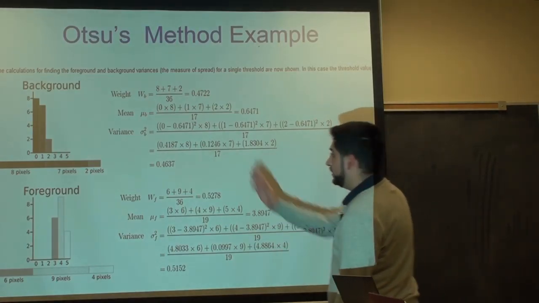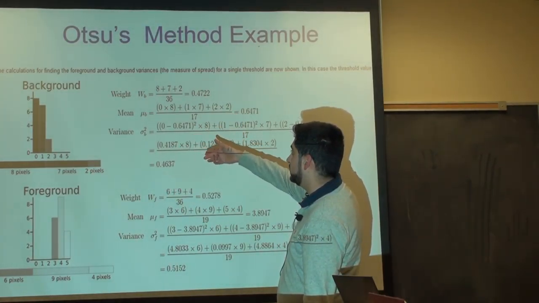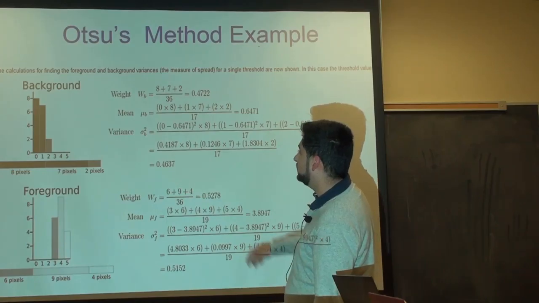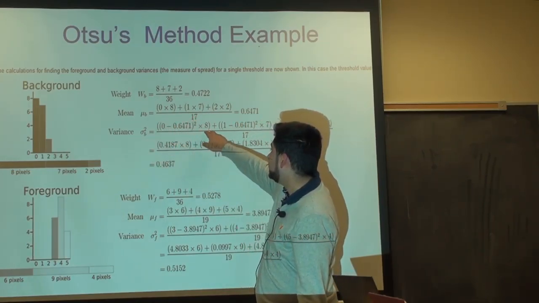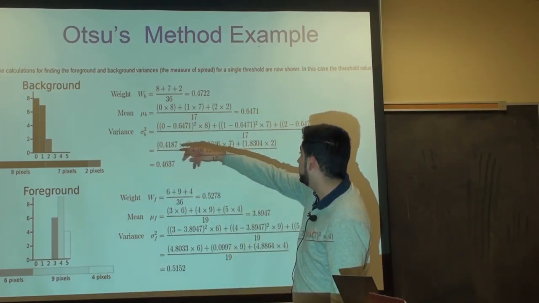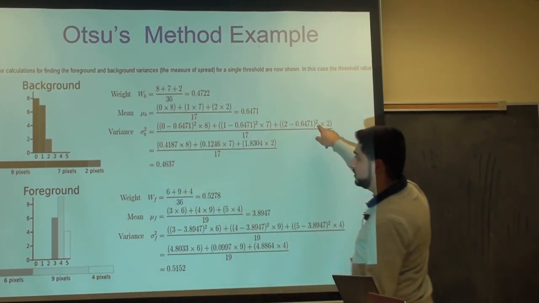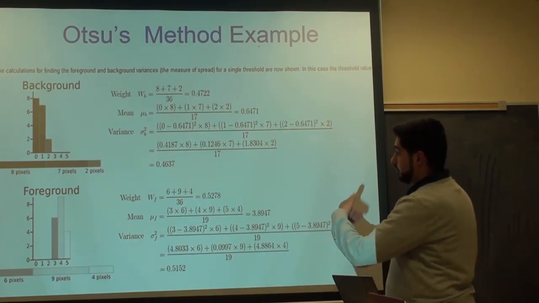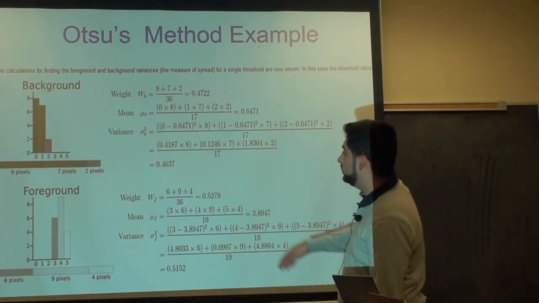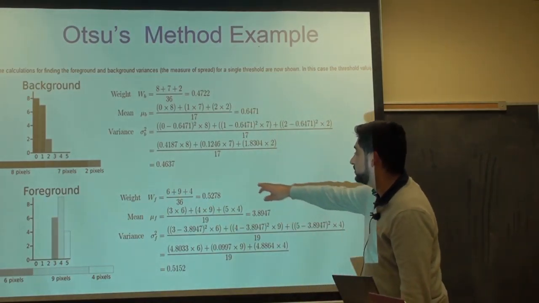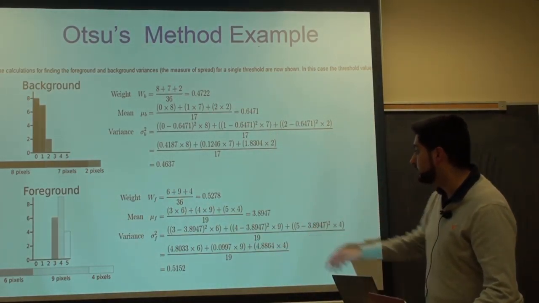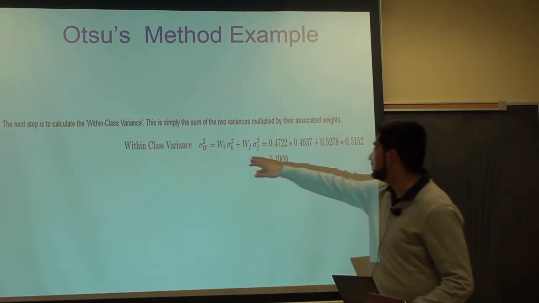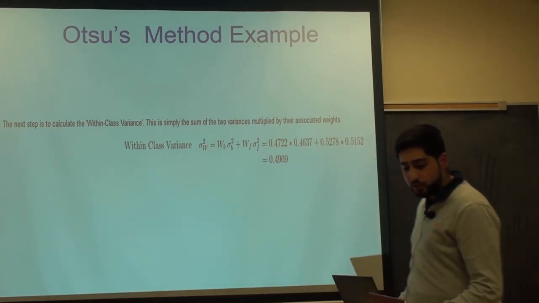Then you find the mean. You take each point, multiply by its probability, and divide by 17. So you get the mean. And for the variance, you do each point minus the mean, squared, times 8, which is the number of pixels for this bin, then the number of pixels for this bin, and this is 2. Then divide by 17, which gives the within class variance. So we got the variance and the weight for one class, and the weight and variance for the other class. Then we can run it through the Otsu method for the within class variance, and we get one number. Then we can do this for different points.